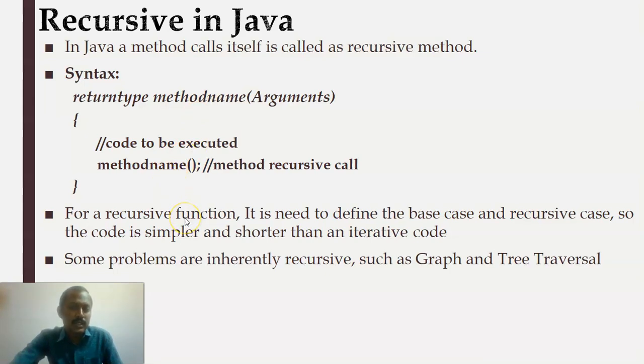A recursive call is good when compared to iterative code. Instead of going with iterative code, if you go with a recursive call, it is simpler and shorter. For some problems, we should go with only a recursive method. For example, for graph and tree traversal, it is necessary to use a recursive method. Now we can see a small example for a recursive call.